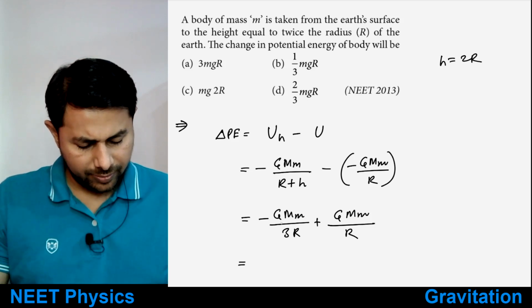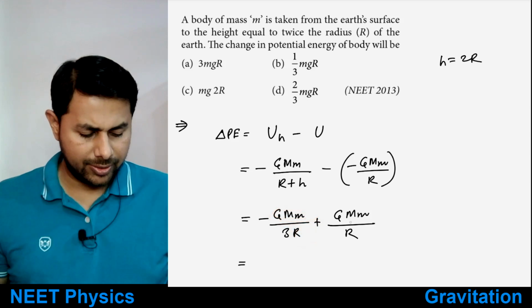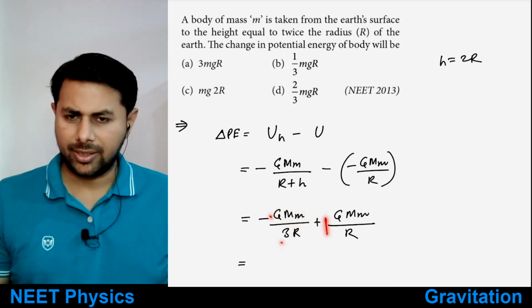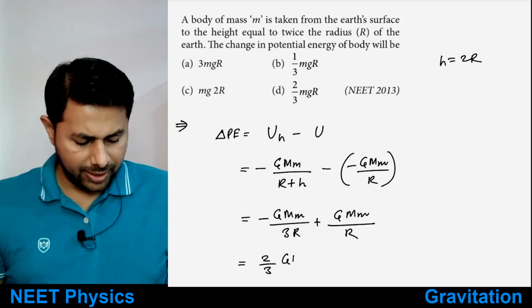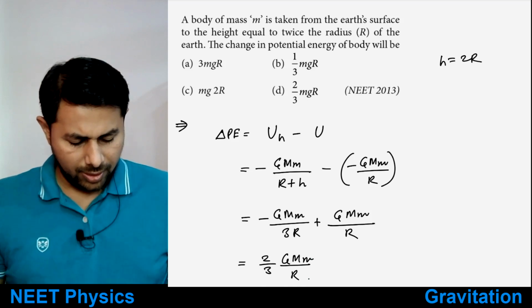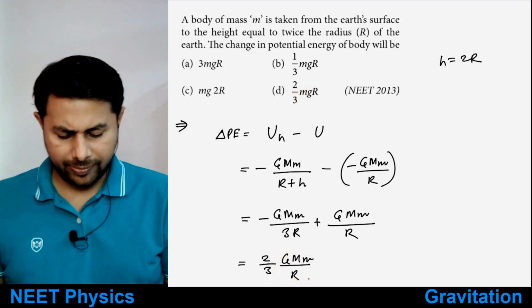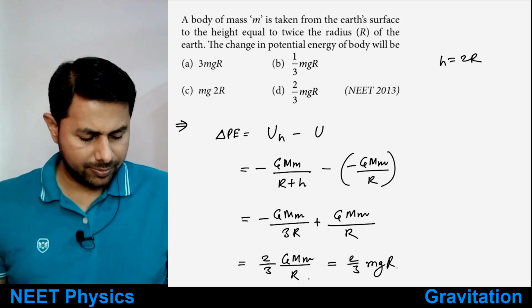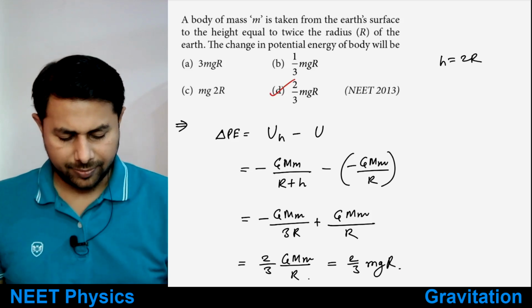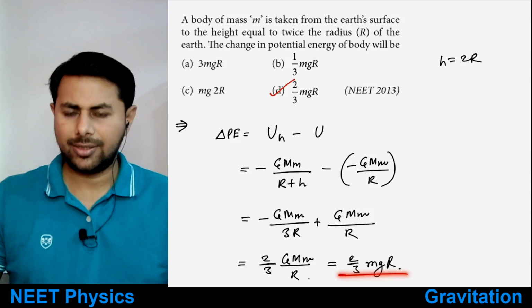You can take GMm over R common. So it is 1 minus 1 by 3, so it's 2 by 3. 2 by 3 GMm over R, and GMm over R is equal to mgR, we know that. So therefore it is 2 by 3 mgR. It is option D, right? So this is clear.